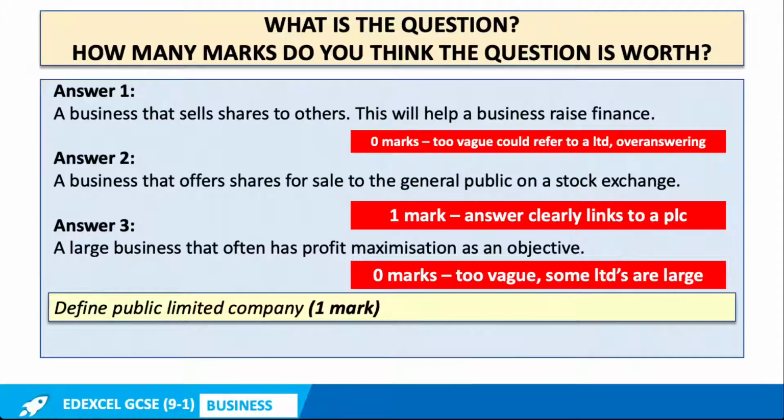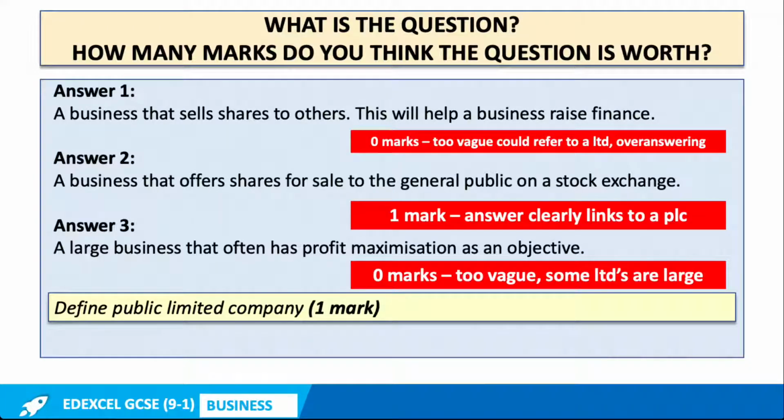Answer 2, in contrast, is worth 1 mark. So a business that offers shares for sale to the general public on a stock exchange. This would give 1 mark because the examiner would be 100% confident that the candidate knows what a public limited company is. In terms of answer 3, again, this answer is too vague. It links to profit maximisation. Some private limited companies are large and may have that objective as well. So therefore, again, 0 marks.